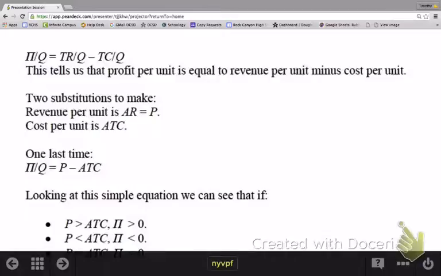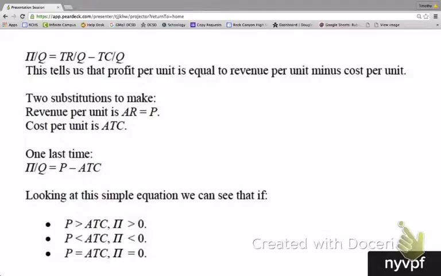So again, remember that total revenue minus total cost equals profit. And to see this on a per unit basis, we divide the profit equation by the number of units, or quantity. So profit divided by quantity equals total revenue divided by quantity minus total cost divided by quantity. This tells us that profit per unit is equal to revenue per unit minus cost per unit. So there are two substitutions that we can now make. Revenue per unit is equal to average revenue, which is equal to the price. And cost per unit is equal to average total cost.